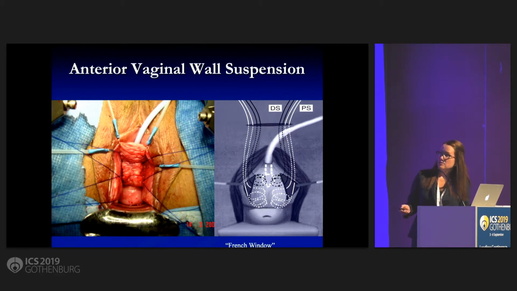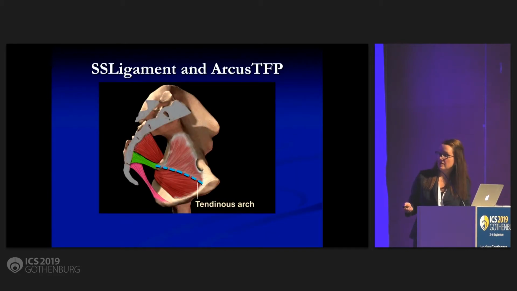The anterior vaginal wall suspension, which Dr. Zimmern will present, recapitulates lateral support by helical sutures, lifting the entire anterior vaginal wall upward. Here's a simplified schematic of the lateral support, the anterior arcus tendineus fascia pelvis. And pictured here, when we're looking at vault support, is the sacrospinous ligament.